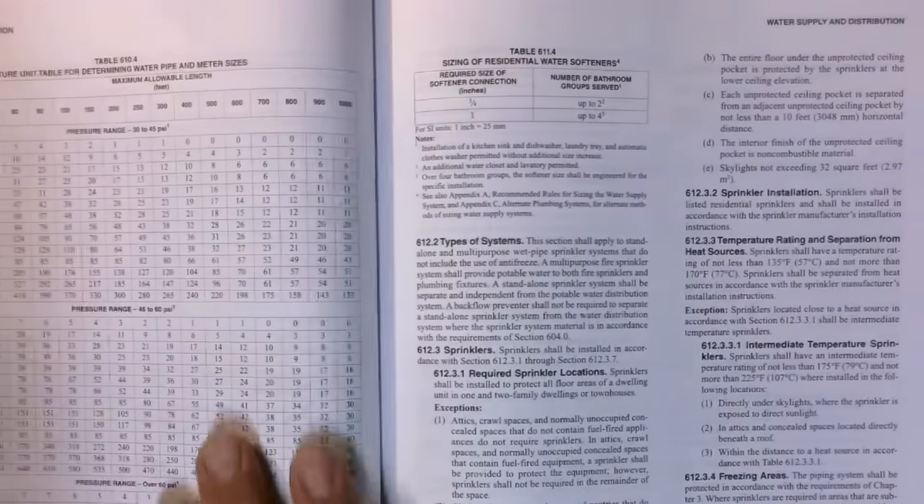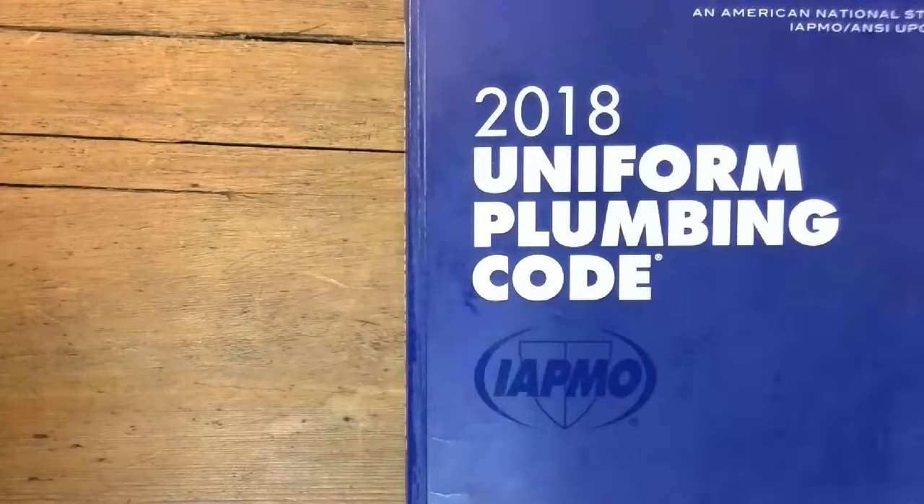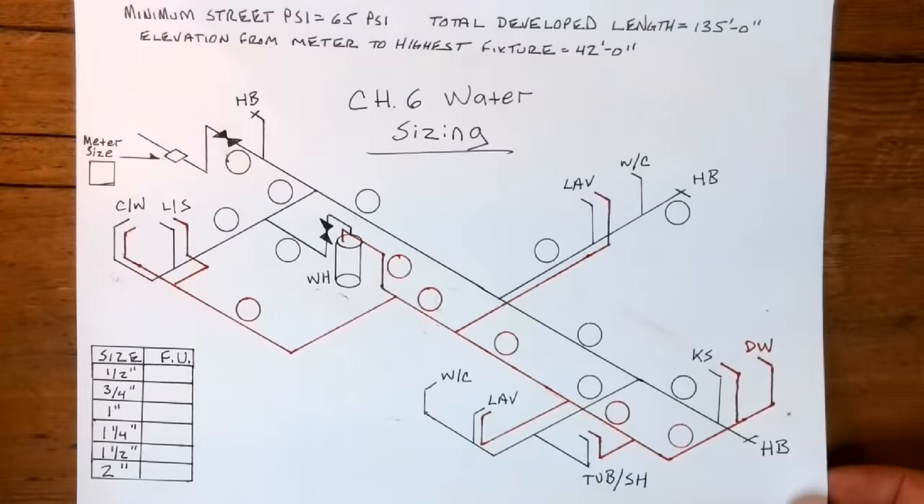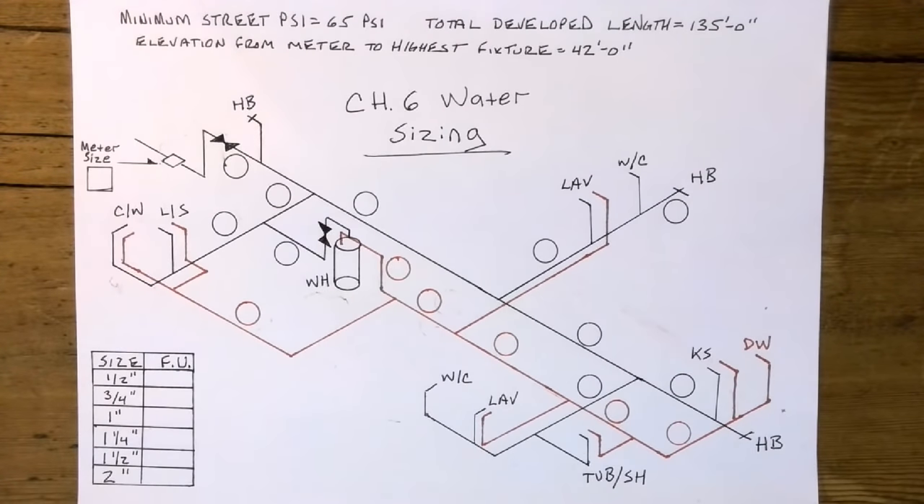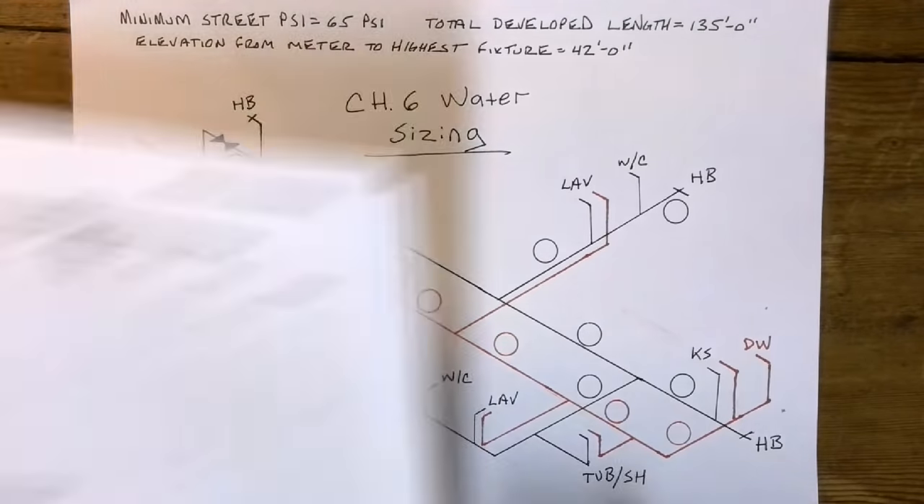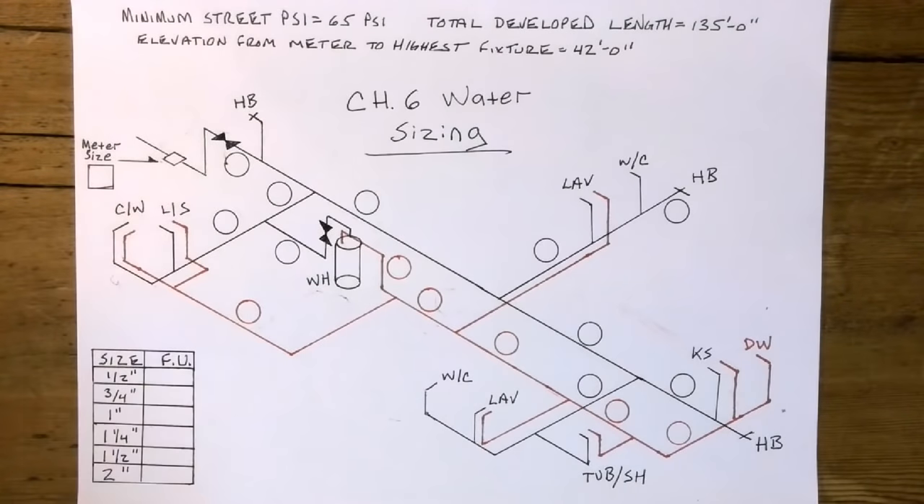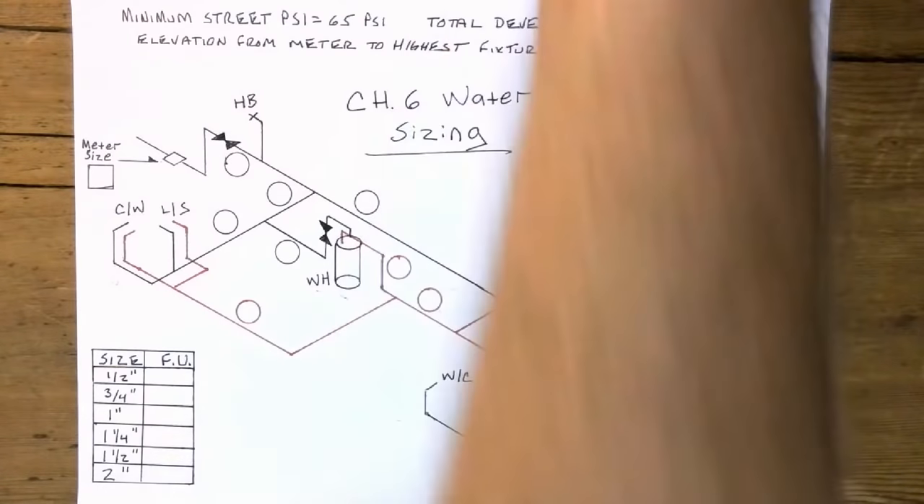Now, I'm going to close this up because I did something pretty cool. Thought of it. I'm very, very happy that I thought of this, actually. I made copies of Table 610.3 and 610.4 so that when I go through this, I can go ahead and bring in Table 610.3 and Table 610.4.